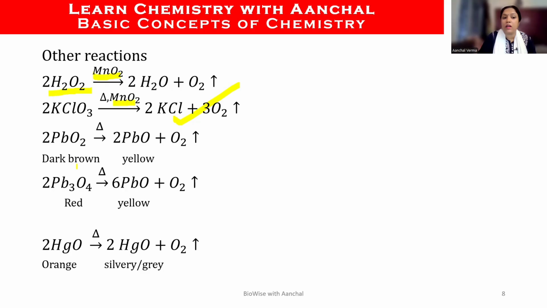Then dark brown lead dioxide gives you yellow lead monoxide, PbO. Similarly, tri-lead tetraoxide, which is red in color, decomposes into yellow lead oxide and oxygen gas. Mercuric oxide also decomposes to give you mercury plus oxygen.